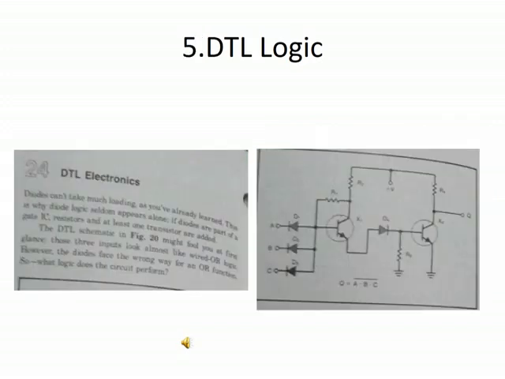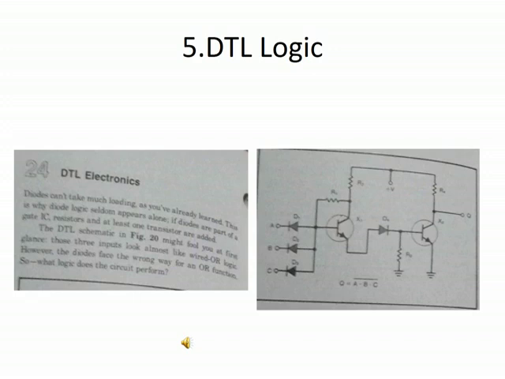In this case, you can see the diodes D1, D2, D3. They are connected to the inputs A, B, C, and also the transistors H1, H2, and you can see the resistors are also connected. The ABCs are the inputs, and the output is Q. So Q is the inverse of A dot B dot C, the NAND function. This is the diode transistor logic.